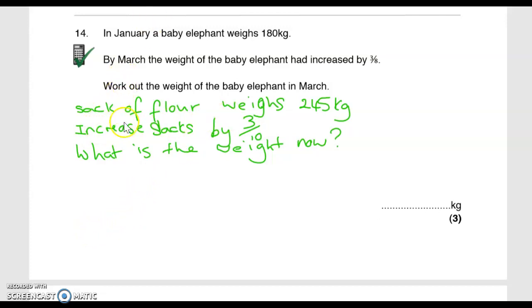So the sack of flour weighs 245 kilograms. The sack is increased by 3/10. What is the weight now? Okay, so we're working out 3/10 of 245 kilograms and we're adding it on. So I'm going to show you how you do this with a calculator.